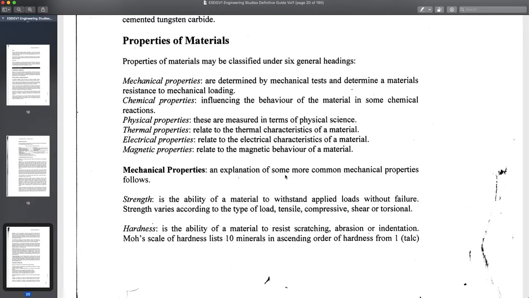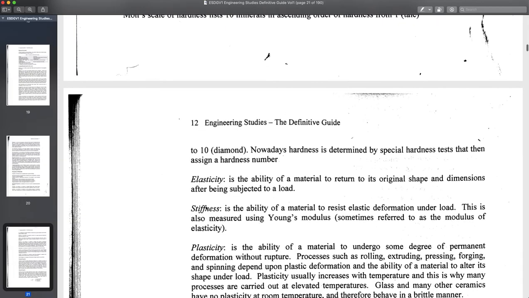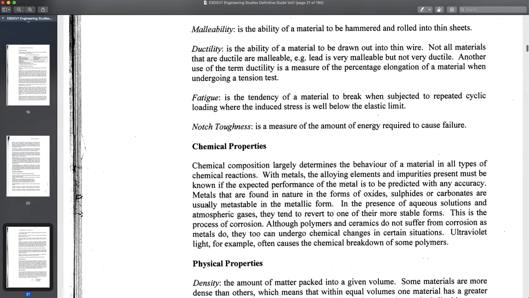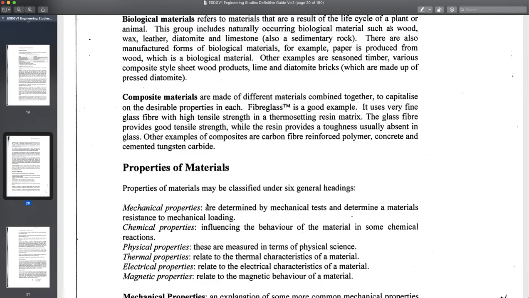Okay, now that we've gone through those, let's learn about the most important group, the mechanical properties. So there are several mechanical properties that we need to learn about. We need to learn about strength, hardness, elasticity, stiffness, plasticity, malleability, ductility, fatigue, and toughness. Now, if you asked me what were the two most important ones, I would say the two most important things are probably strength and hardness, and toughness. That would probably be the third thing I would say.